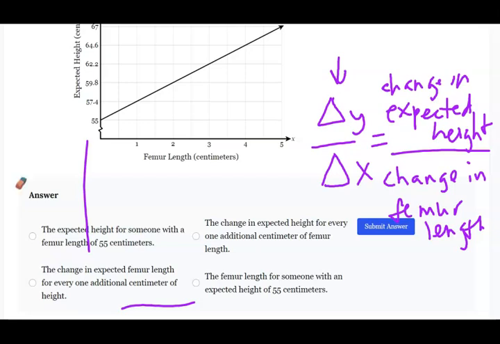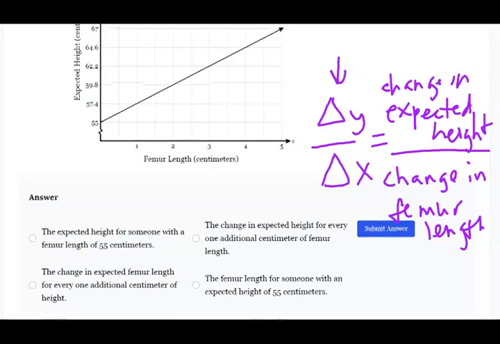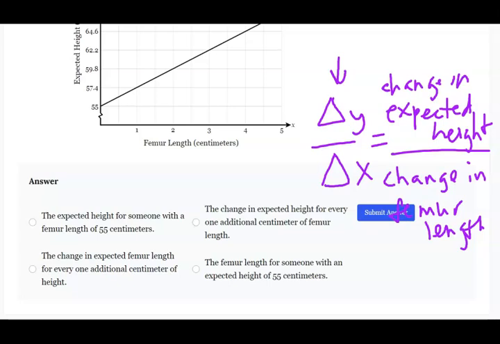So let me erase this, and so we can read. All right, the expected height for someone with a femur of 55 centimeters. Well, no, they didn't tell us any details about numbers, so this is definitely not true because it has nothing to do with just the slope in general. How about this one down here? The change in expected femur length. Well, what's the first thing? Change in expected height. So that's out. Change in expected height. Okay, we're good.